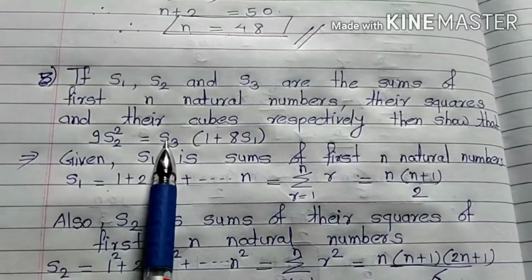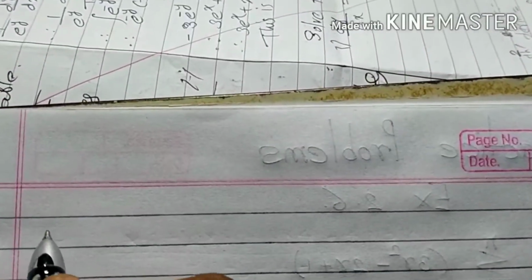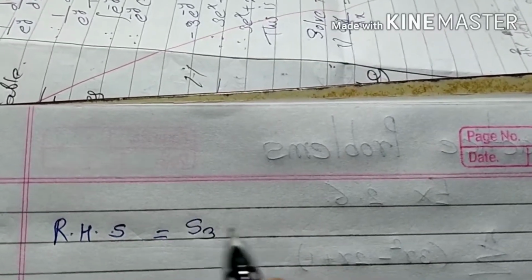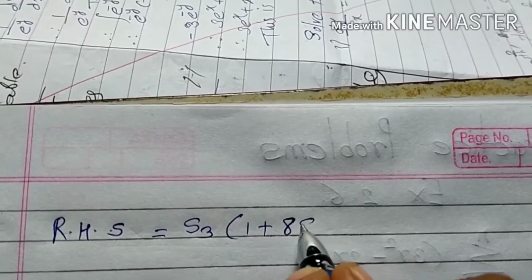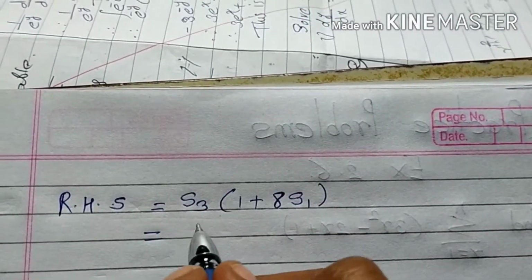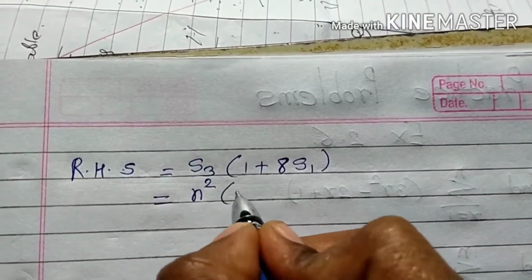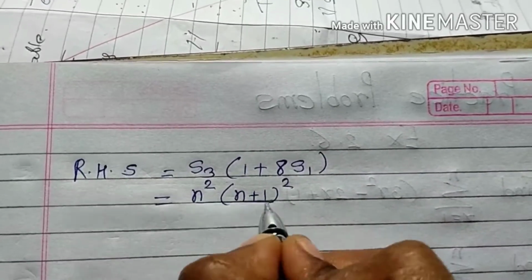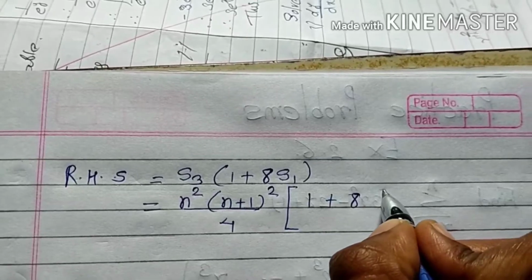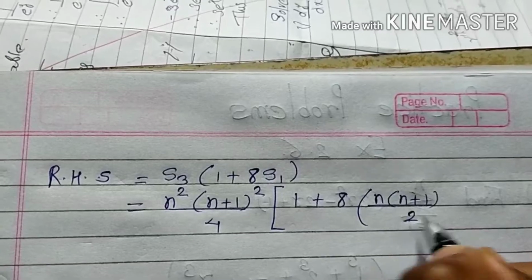Now we have to show this. So I am taking here RHS. RHS is equal to S3 into 1 plus 8 S1. We have to show that it is 9 S2 square. Okay, then what is the value of S3? It is n square into n plus 1 square upon 4, into 1 plus 8, and the value of S1 is n into n plus 1 upon 2.